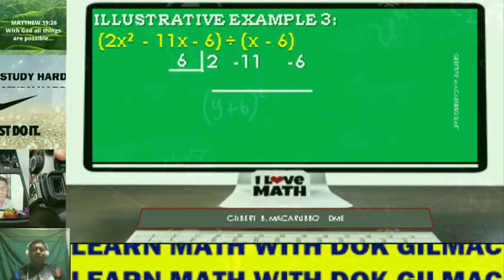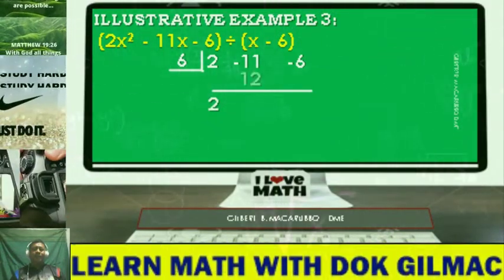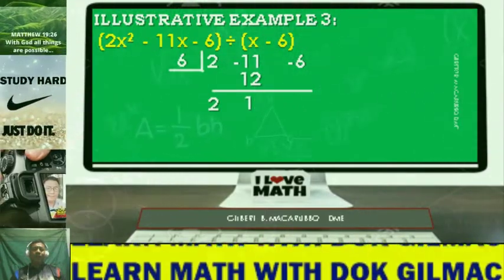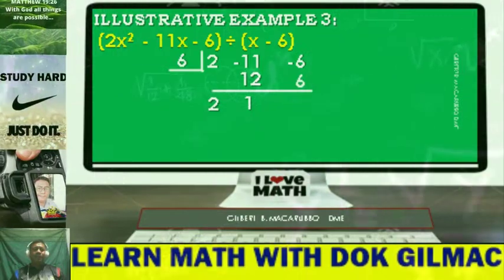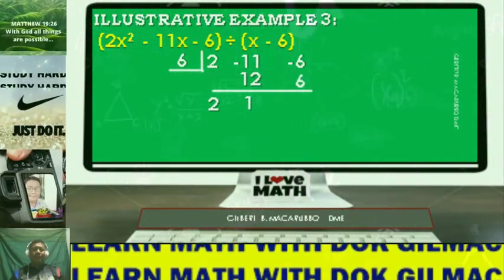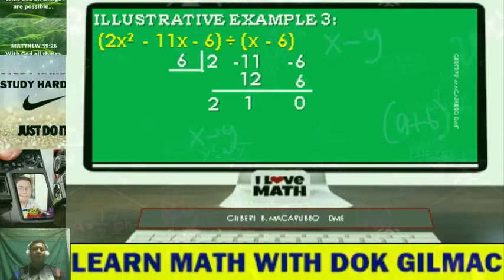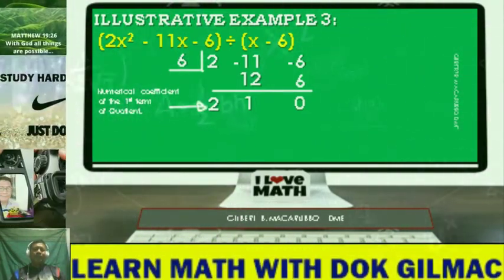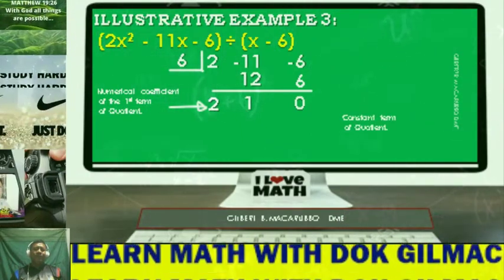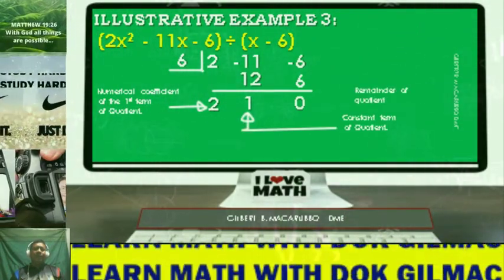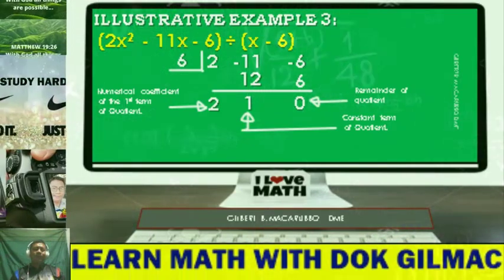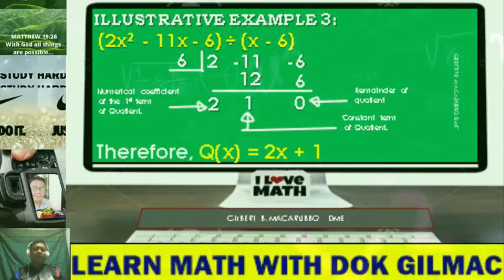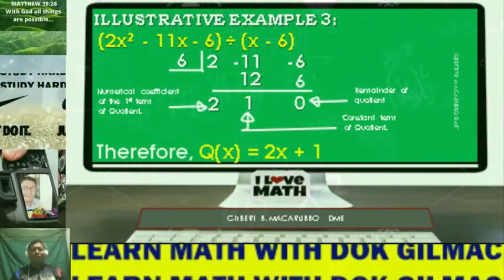From here, you just bring down 2, multiply it by 6, so we have 12. Adding negative 11 and 12, so we have 1. 1 times 6 is positive 6. Negative 6 plus 6 is 0. As you can see, the numerical coefficient of the first term of the quotient is 2. The constant term of the quotient is 1. The remainder is 0. Therefore, our answer is simply 2x plus 1, or the Q of x.